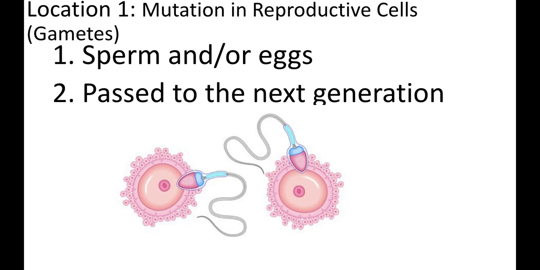So, this is the worst spot to have a genetic mutation because it not only impacts you, but it impacts the generations to come. Because if my egg cell has a mutation, that means every single cell of my child will also have that same mutation. So, mutations in reproductive cells have potential to be harmful because they're passed on to the next generation and impact that person or that organism a lot.